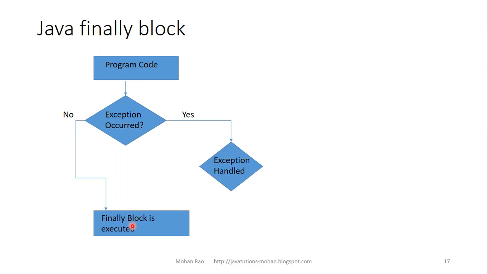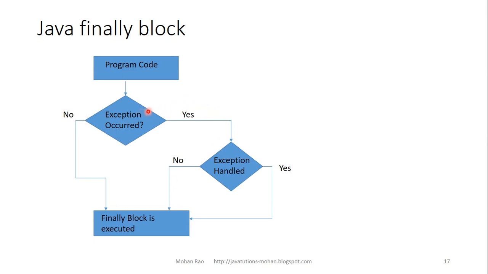Let's see the other scenario. Your code is throwing the exception and you are not handling it, then finally block will be executed. And your code is throwing the exception, and you are handling the exception, even then the finally block will be executed. Let me repeat, guys.